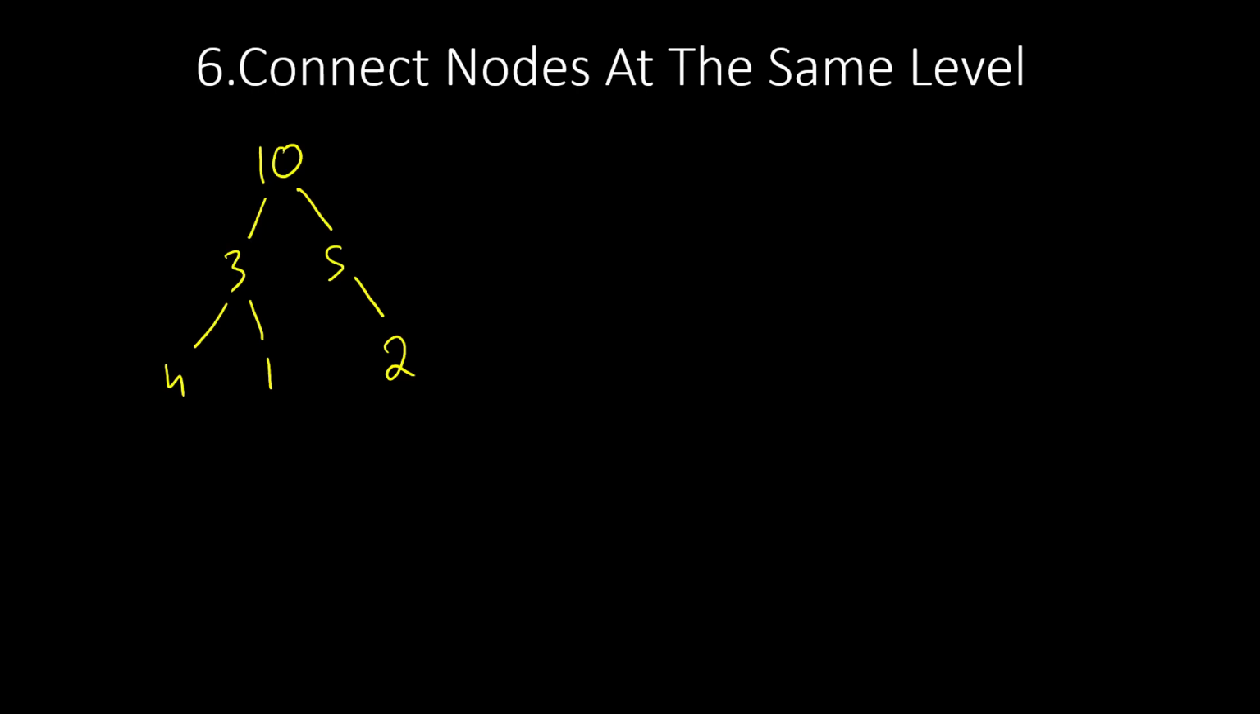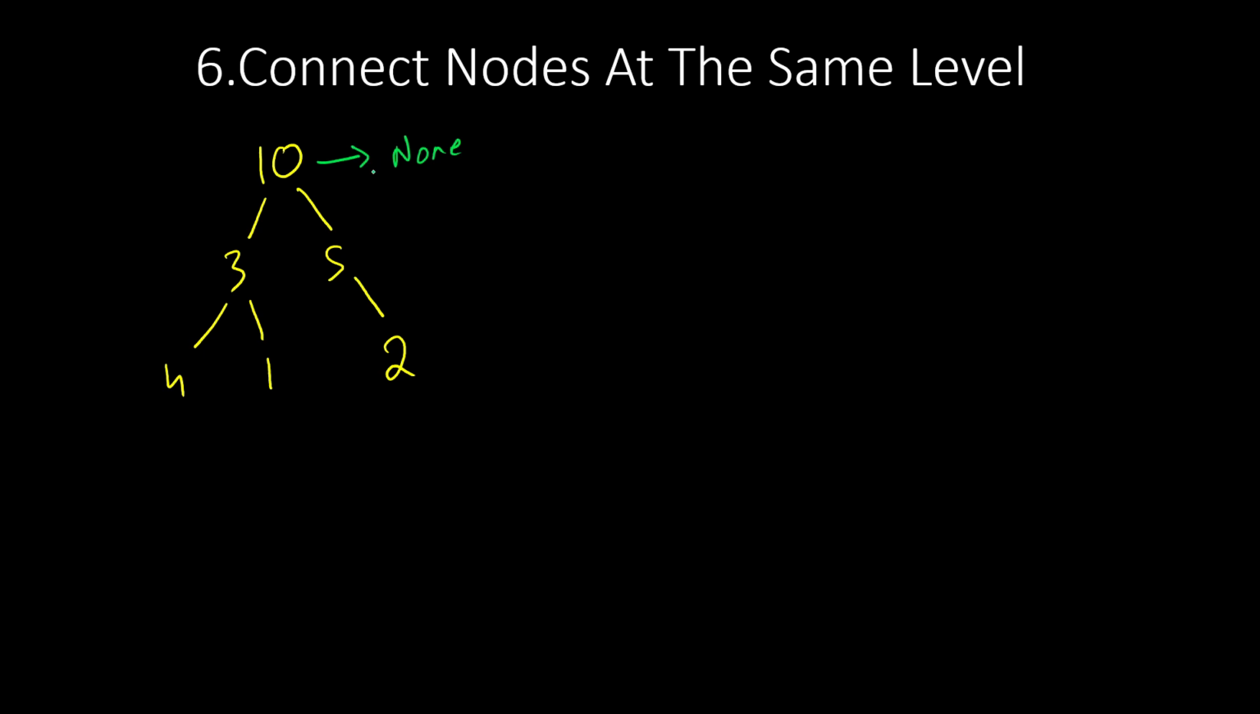Now here in this question, we are given a tree. For example, we have on the screen here 10, 3, 5, 4, 1, 2. The question is saying that in this example, we have to convert them into flat-type levels. By flat-type levels, I mean we have to shift the address to the right side and connect the nodes.